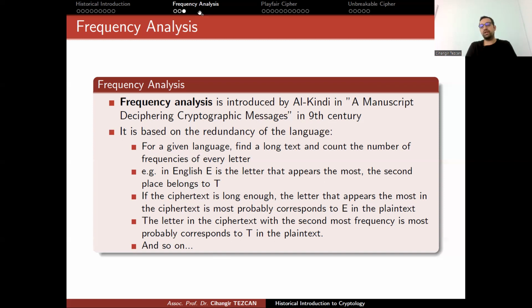And then you can also check the frequencies of pairs of letters, triples of letters, so that actually you can break this kind of substitution because there is a redundancy in the language. So the ciphertext also has that redundancy. This is why frequency analysis can break this kind of simple substitution.